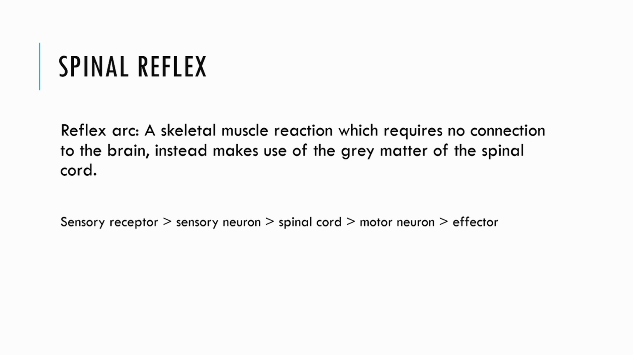In that case, we have the spinal cord, which allows us to create a reflex arc or a spinal reflex, where skeletal muscles will react that require no connection to the brain whatsoever. Instead, we use that gray matter found in the spinal cord. So the pathway, instead of going all the way to the brain, will go from a sensory receptor to a sensory neuron, to the spinal cord, then to a motor neuron, and then finally the effector, which in this case would be a muscle. So let's create a scenario to kind of describe this process in action.